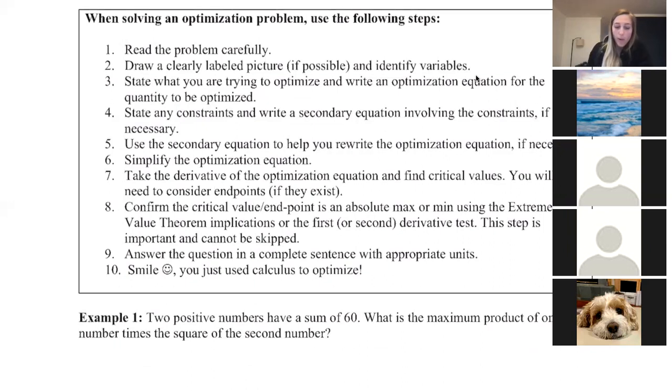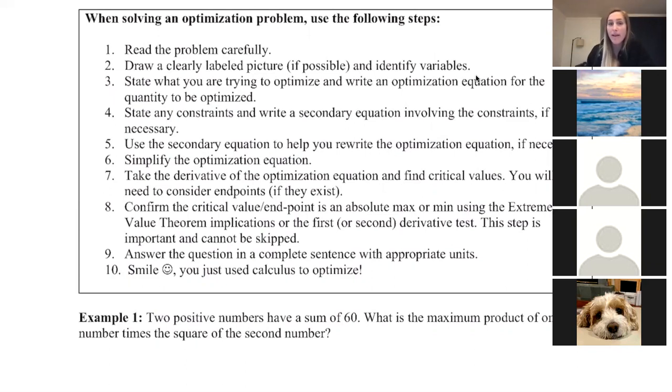So that was step 5, right? You use the secondary equation to help you rewrite the optimization equation if necessary, and simplify the optimization equation. I've probably broken these up into more steps than I need to. You're going to take the derivative of the optimization equation and find the critical values.